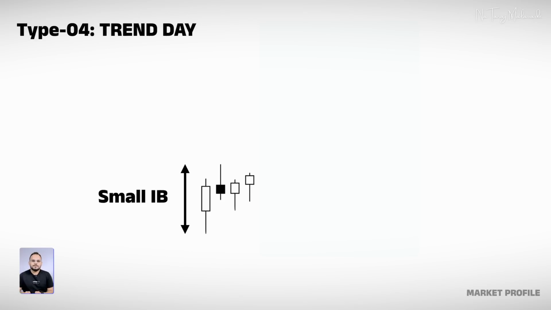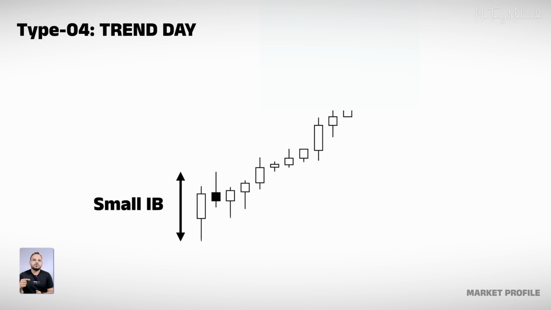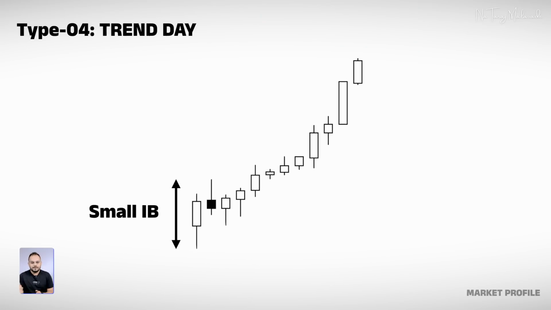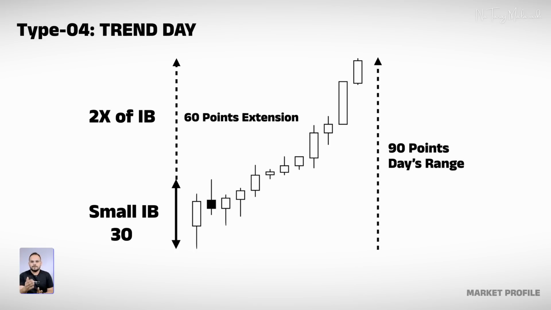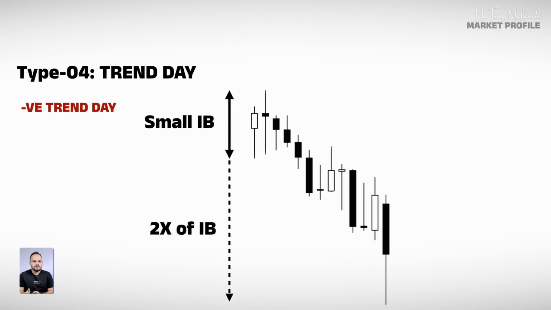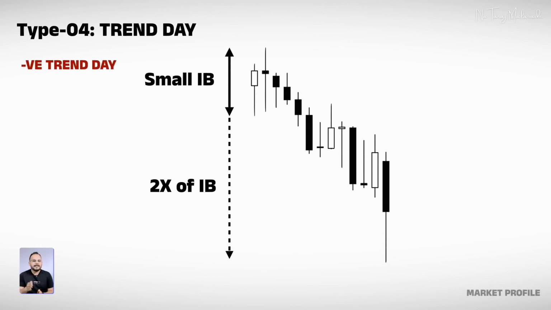Another key characteristic of a trend day is that once the IB is formed, the market extends by about 2 times the IB in either direction. For example, if Nifty's IB range is around 25 to 30 points, let's consider 30 points, we can expect a further continuation of around 60 points above or below the IB range. If this extension is above the IB, we are going to call it a positive trend day. Similarly, if it is below the IB, then we are going to call it a negative trend day.